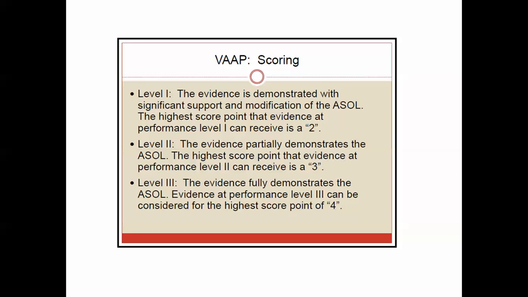VAAP scoring. The evidence is demonstrated for level 1. The evidence is demonstrated with significant support. The highest score point that evidence at performance level 1 can receive is a 2. For level 2, the evidence is partially demonstrated, and the highest score point that the evidence at performance level 2 can receive is a 3. And for level 3, the evidence fully demonstrates the ASOL, and the evidence at performance level 3 can be considered for the highest score point of 4.